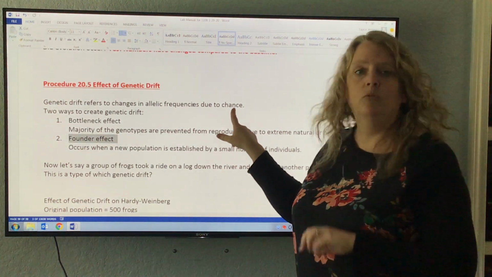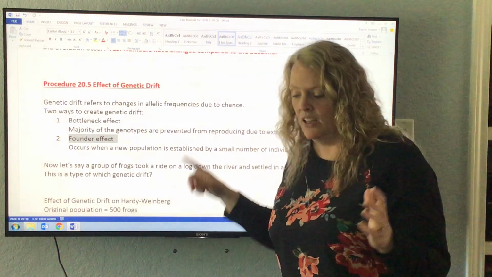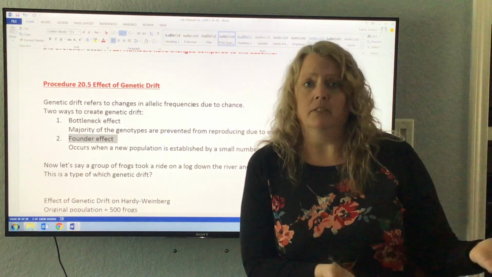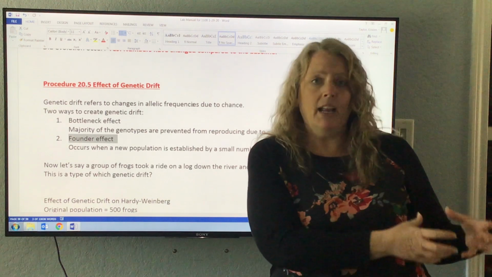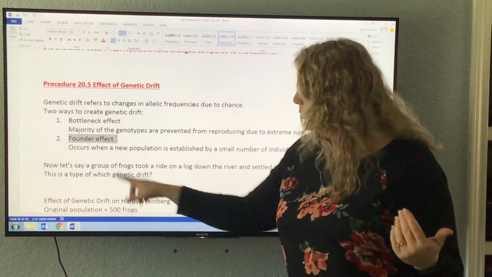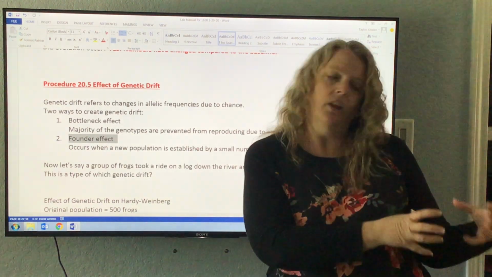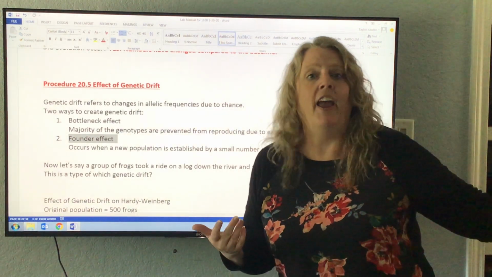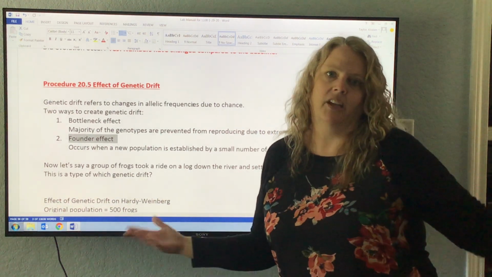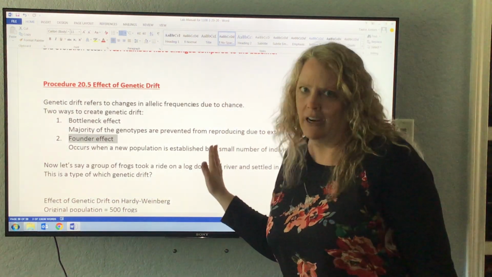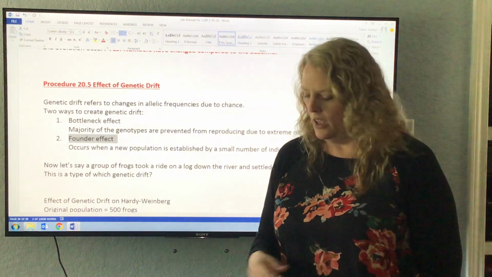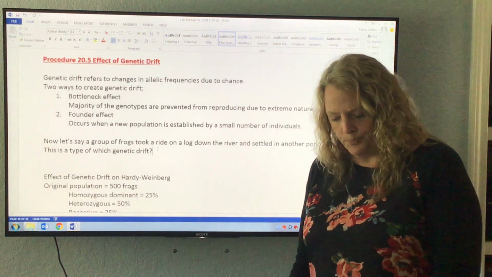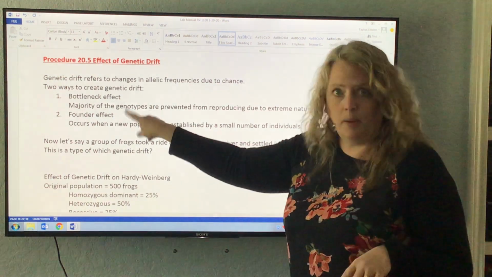Now remember, totally by chance, all the people that left have blonde hair, only blondes. So that means when they go set up and founded another town, and they start reproducing, every generation is going to have what color hair? Blonde. Okay? And remember, totally by chance it just happens that way. So those are the two different ways you can have genetic drift. So here we have an example. So be sure you understand what they mean.